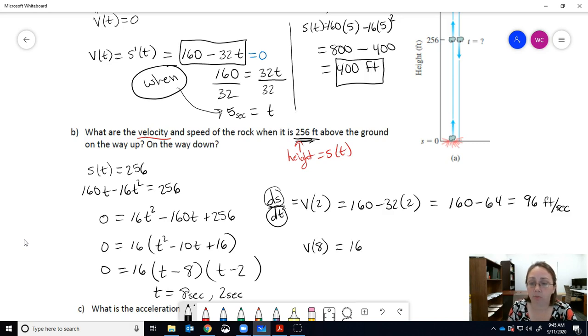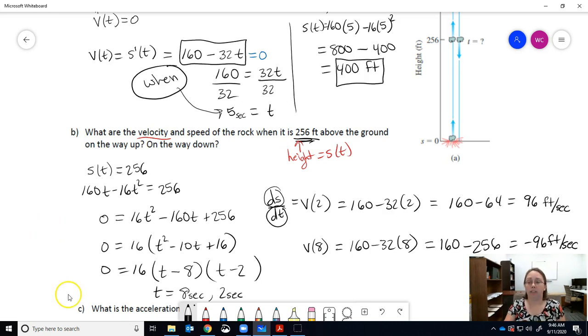V of 8, same thing, just plug in the 8 to your velocity that you already calculated. Make sure I get this right. So 32 times 8. So this is 160 minus 256, or negative 96. Why is it negative?